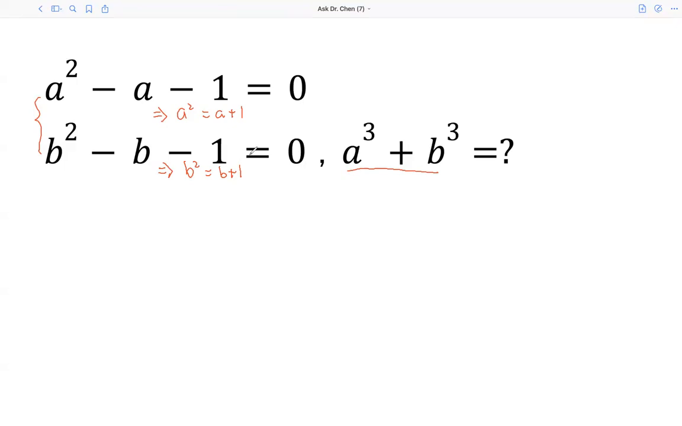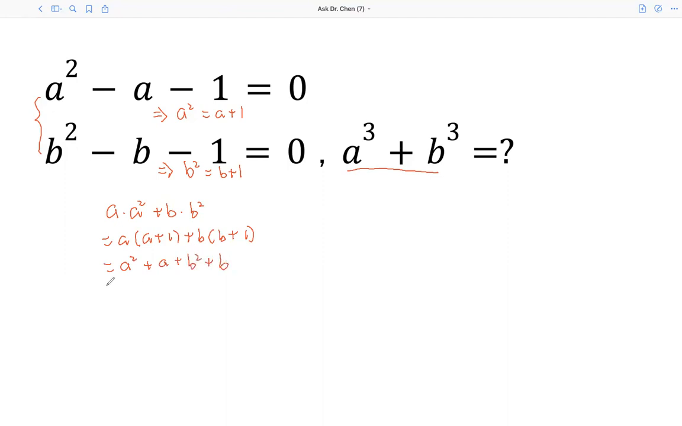So let's see this one. Now we want to reduce a cube plus b cube. So we want to do a times a squared plus b times b squared. And we use a plus 1 for a squared. We use b plus 1 for b squared. Then distribute, we get a squared plus a and b squared plus b.